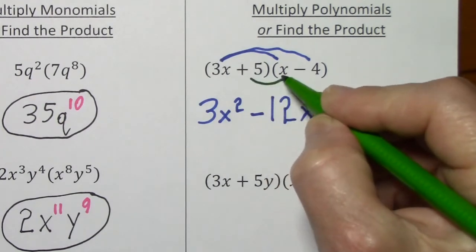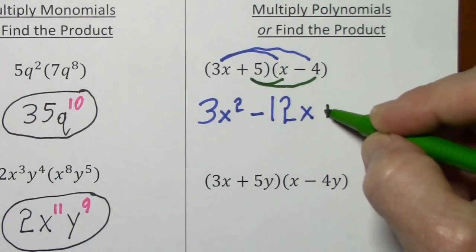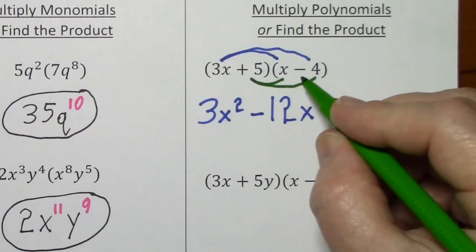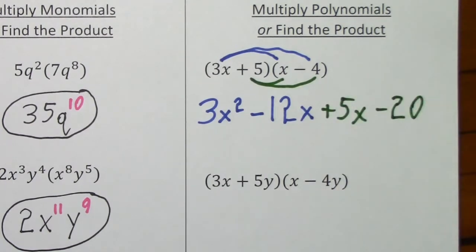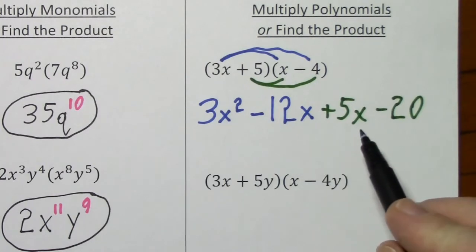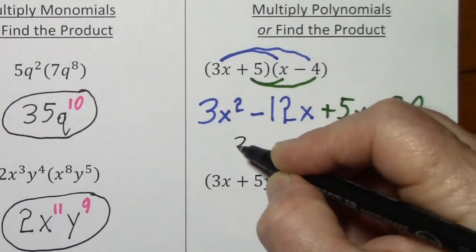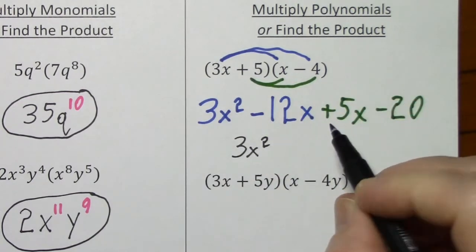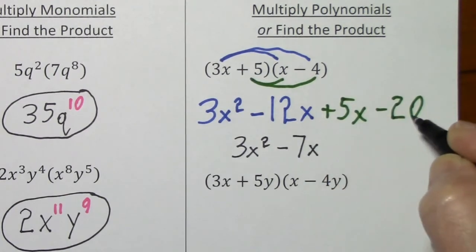And this 5 will go to each term. That'll give us a positive 5x. And positive times negative, we have 2 like terms we can combine. So 3x squared drops down. We subtract, get negative 7x, and this drops down.